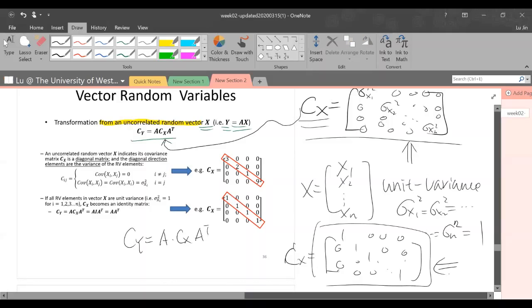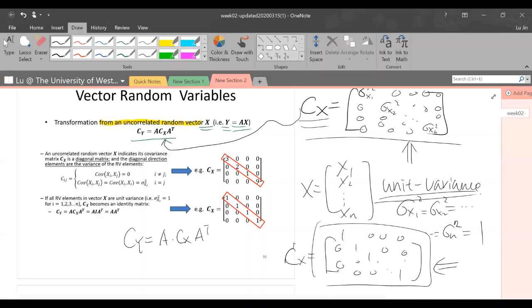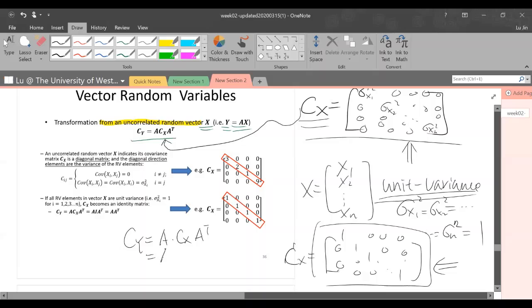But we said, if this has unit variance uncorrelated vector, then this covariance matrix of the X vector will be an identity matrix. So that will be equal to A by I. I is used to denote the identity matrix, right? By A transpose. This is equal to A by A transpose. Got it? Very simple thing. Okay.